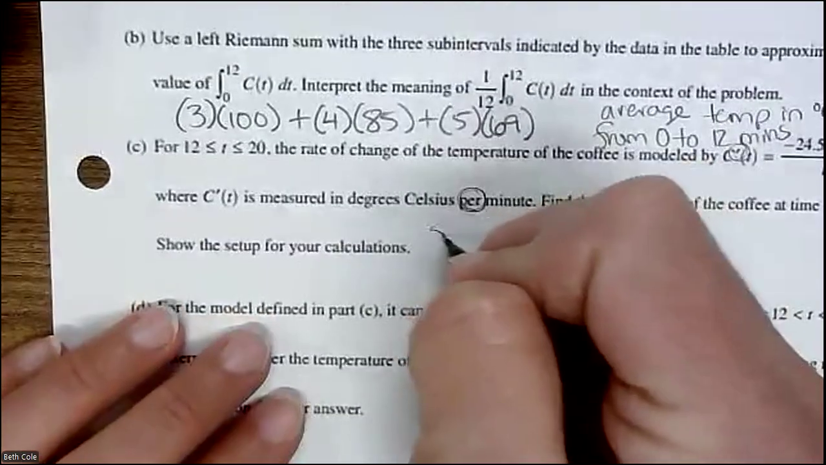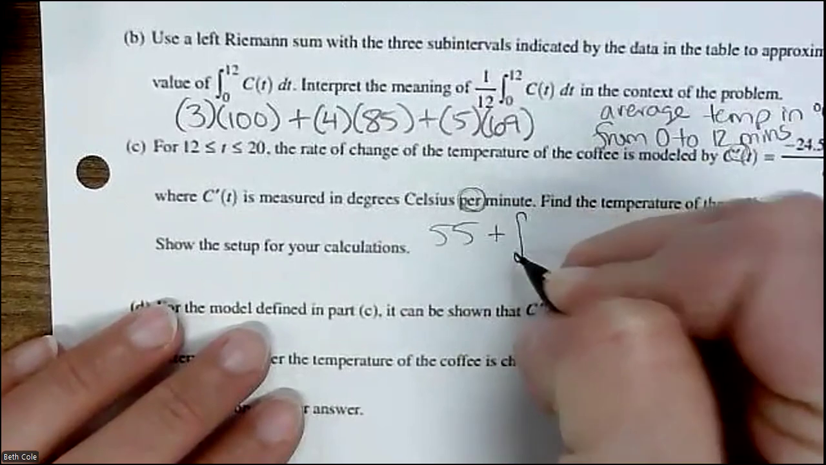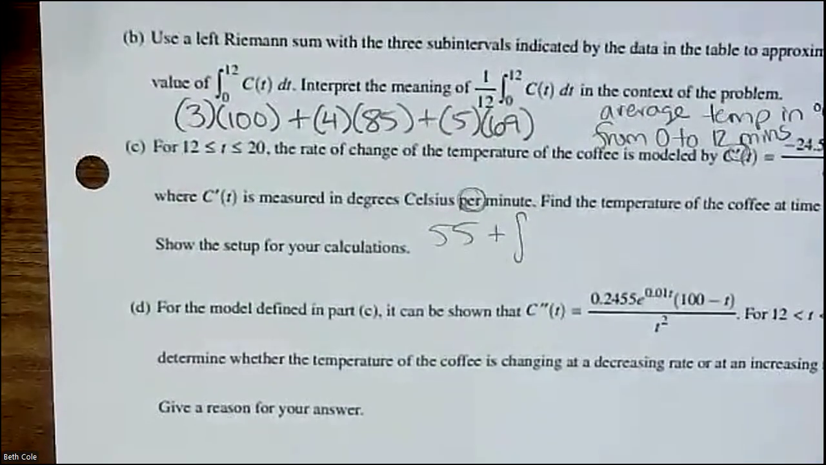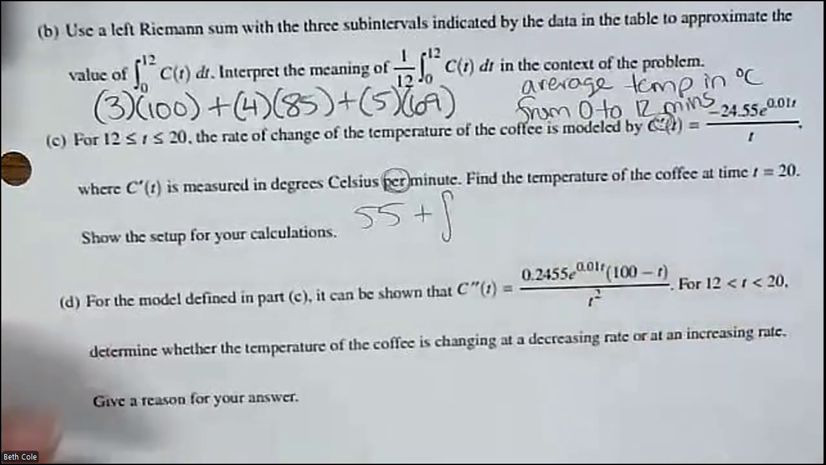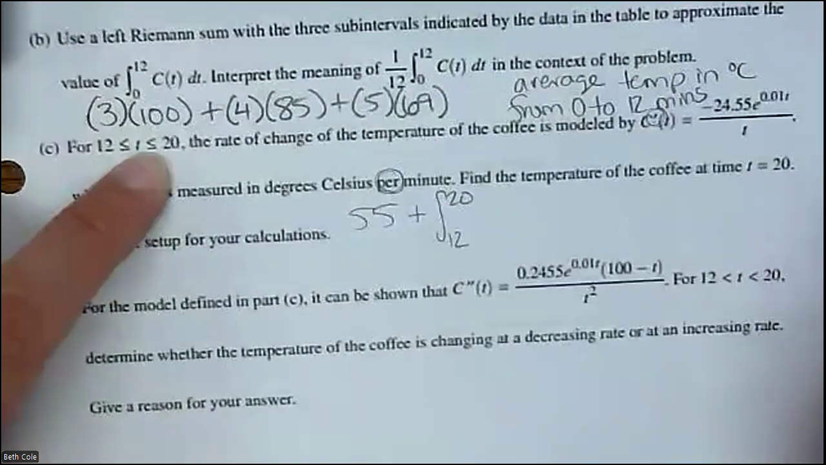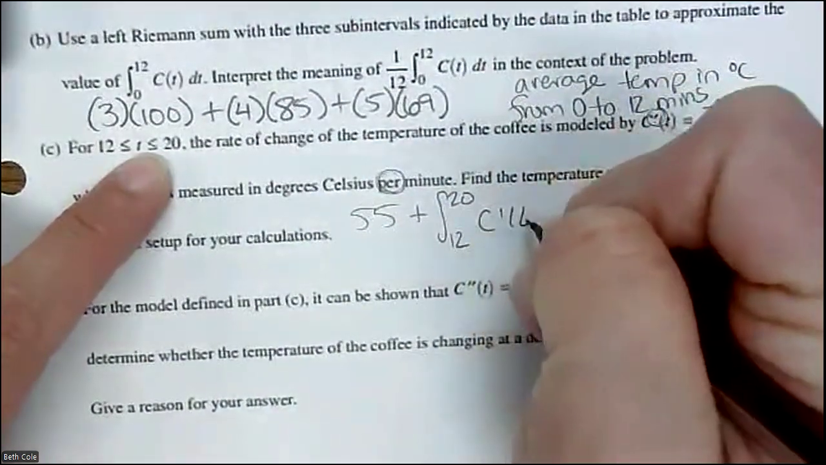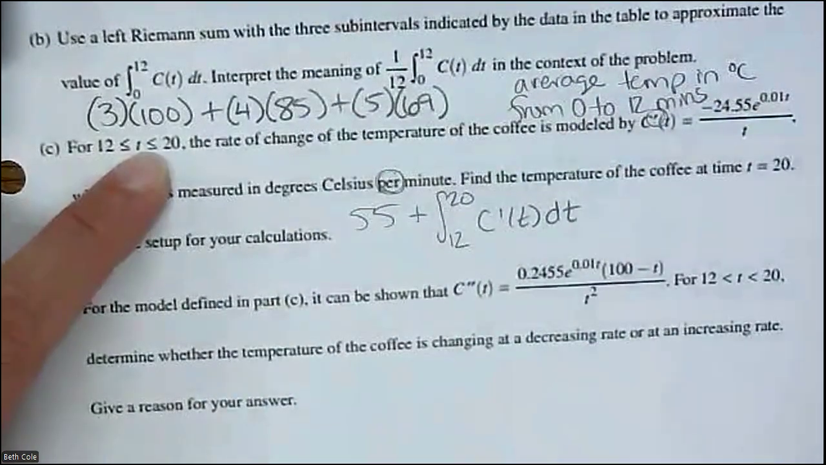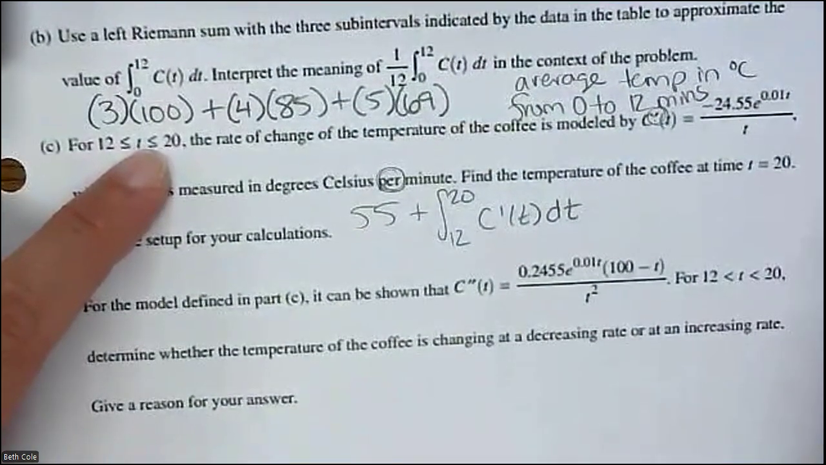So what's the temperature of our coffee? 55. So we're going to have 55 plus our accumulation. Think about the monkey and the gopher. Do you remember the monkey and the gopher? Monkey in the tree, gopher underground, they're moving. You take where they started plus their accumulation. These boundaries are given to you in the problem. Just go find them, 12 to 20 right there. And then the function you're going to use is that thing. Don't copy it, write C prime.